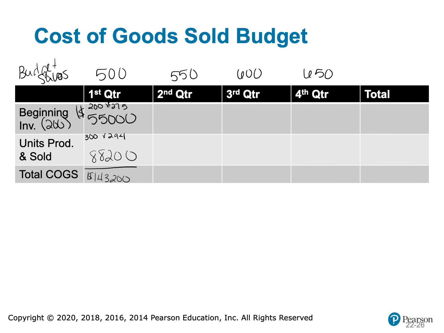So the rest of it is just the sales times 294. So for the second quarter, I expected to sell 550 units times 294 is how I get 161,700, which is my total, because all of those units are produced in 2027, so they're all at the 294 level. So pause the video, try quarter 3 and 4 on your own, and then let's check it.